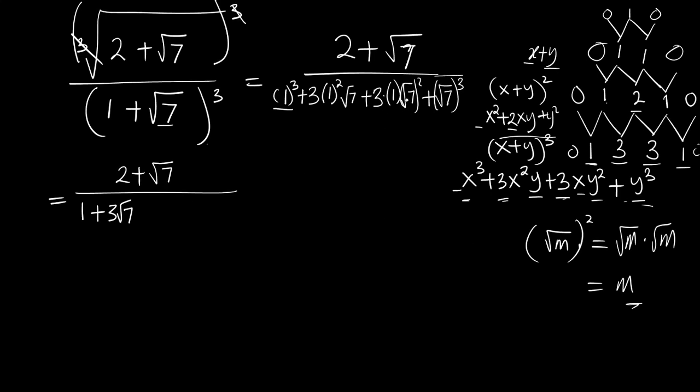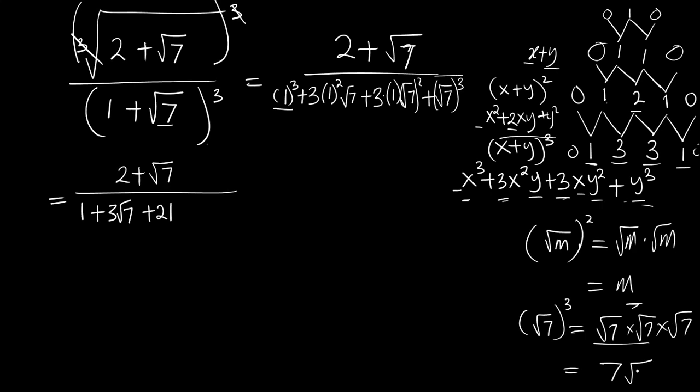So root 7 squared is the same thing as 7. So 7 times 3, you have what? 20 plus 21. Then the next one, you have root 7 raised to power 3. So root 7 raised to power 3 is the same thing as root 7 times root 7 times root 7. So this will just be 7, while this one will remain the way it is. So it will just be plus 7 root 7.